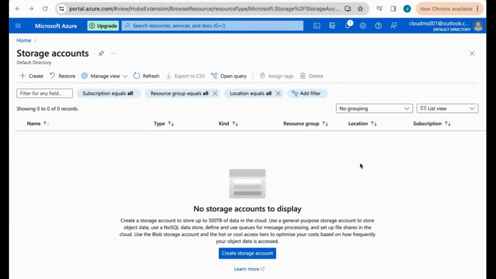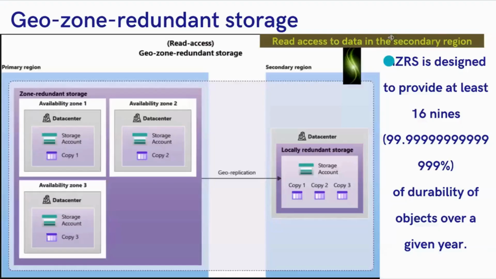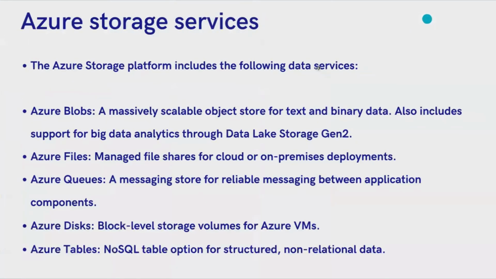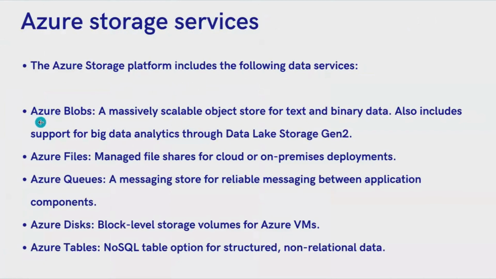Now we have to talk about Azure Storage Services. The Azure Storage platform includes, I think, five types of data services. You see this? The first one is Azure Blobs, then Azure Files, Azure Queues, Azure Disk, and Azure Tables. So what is this all about?